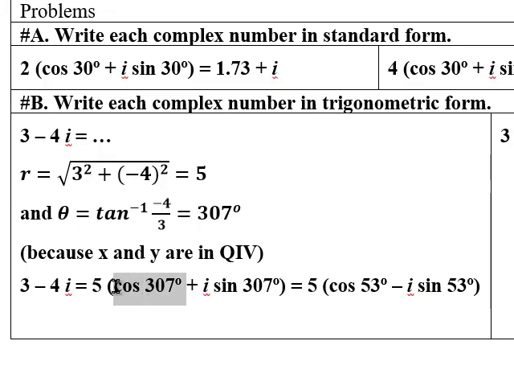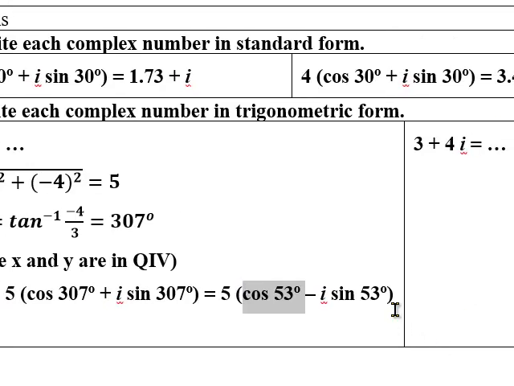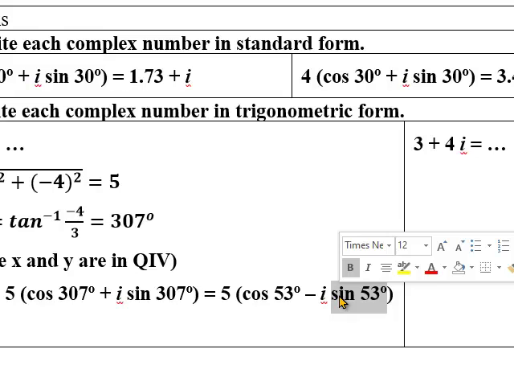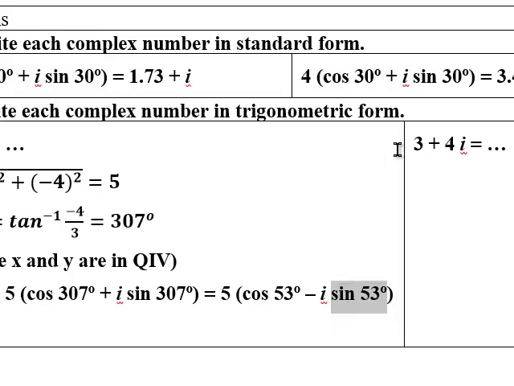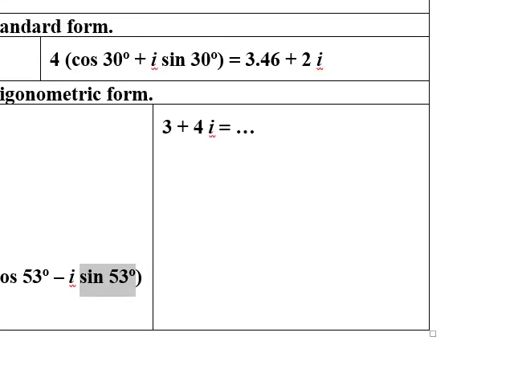Now the 307 degrees here, cosine of it, is the same as actually the cosine of 53 degrees, same in the fourth quadrant as the first quadrant. And then for the sine, if I substitute the first quadrant here, that would actually introduce another negative as I come from the fourth to the first quadrant for the sine. Okay, so the final answer is 5 times parentheses cosine 53 degrees minus i sine 53 degrees.